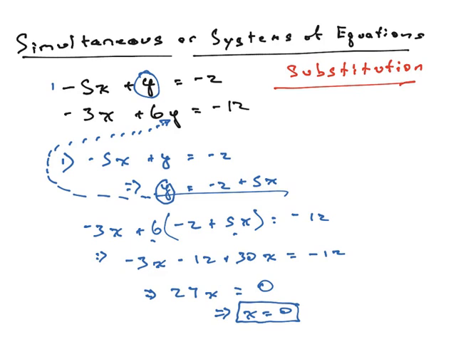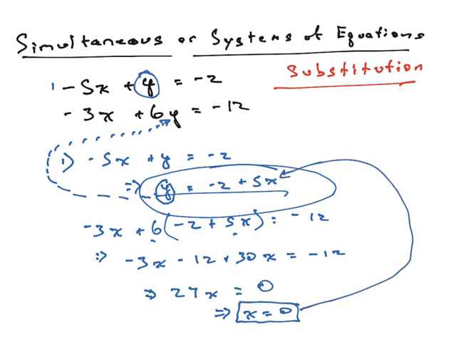However, I still need to find y. How do I do it? I do one more substitution. Remember I said right here that if you were to tell me what x is, I could tell you what y is. Here's our chance. Get this x, plug it in right there to get y. So y is negative 2 plus 5 times the value of x, and x is 0. So y is negative 2. And we've now solved the problem.